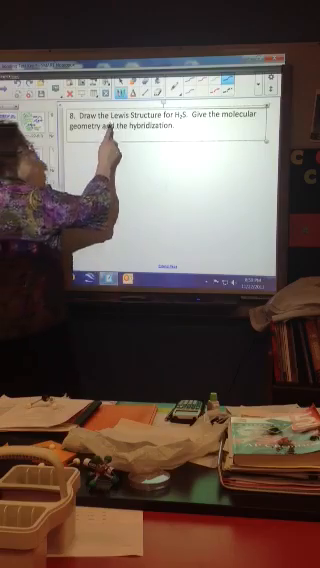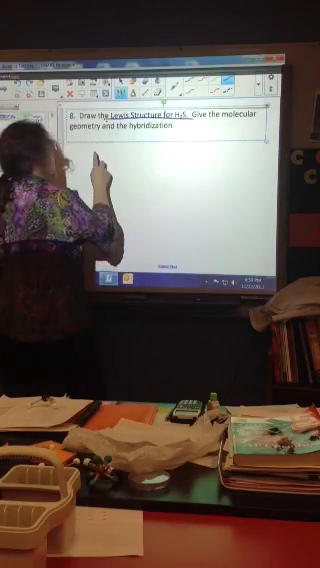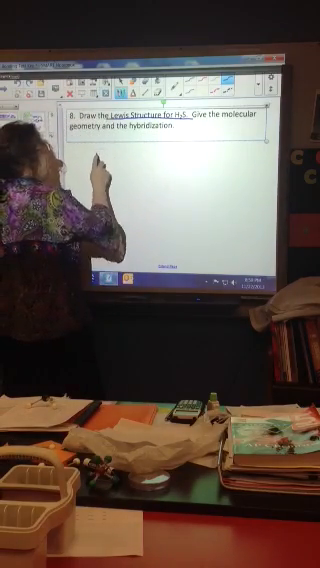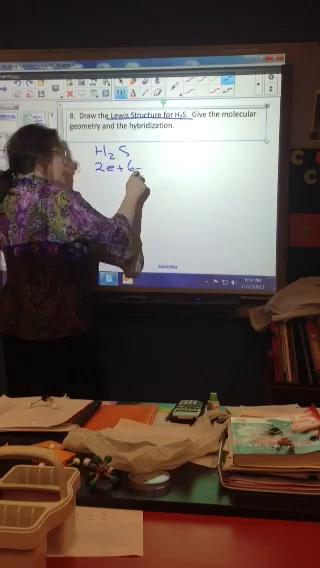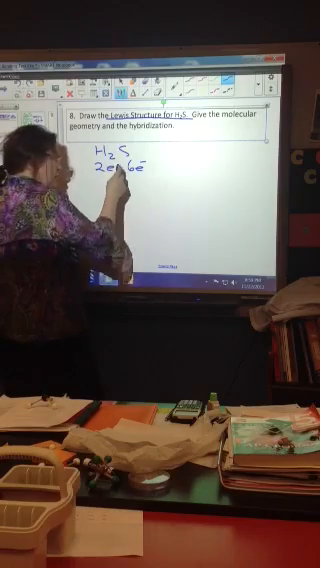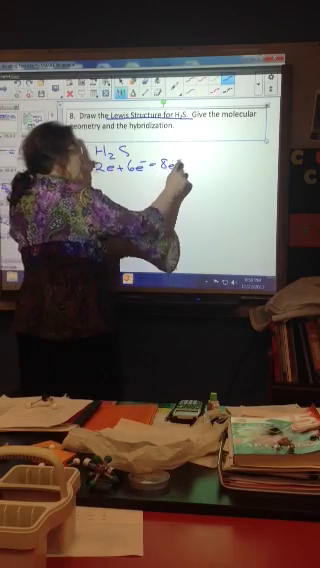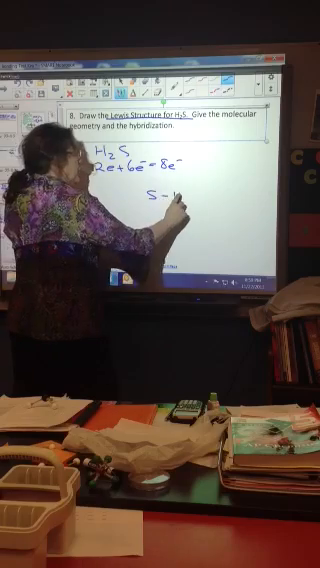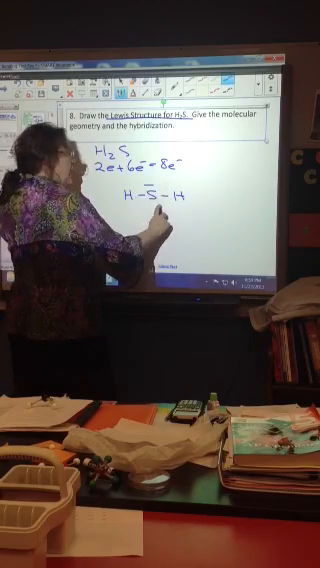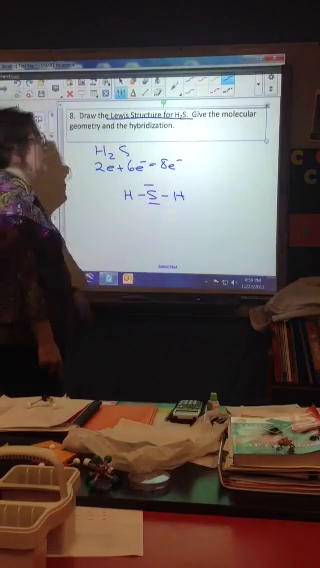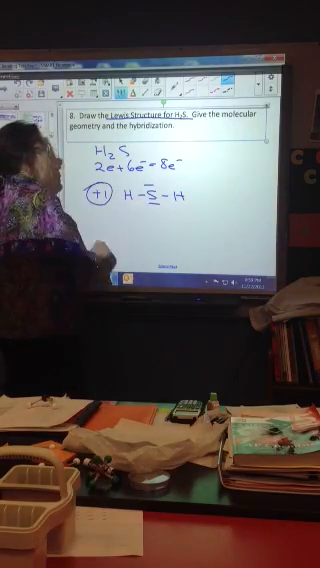Draw the Lewis structure for H2S. So let's count our electrons. We have 2 for hydrogen and 6 for sulfur, in oxygen's group, that gives me 8 electrons. Sulfur is central: 2, 4, 6, 8. We're done. That is the Lewis structure. So you get a point if you did that.